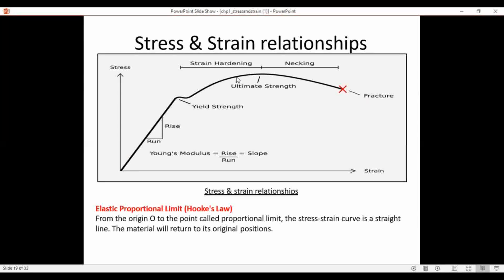To find the Young's modulus, we use the slope method, which is the rise over the run. The elastic proportional limit follows Hooke's law. From the origin O to the point called the proportional limit, the stress-strain curve is a straight line. The material will return to its original position.